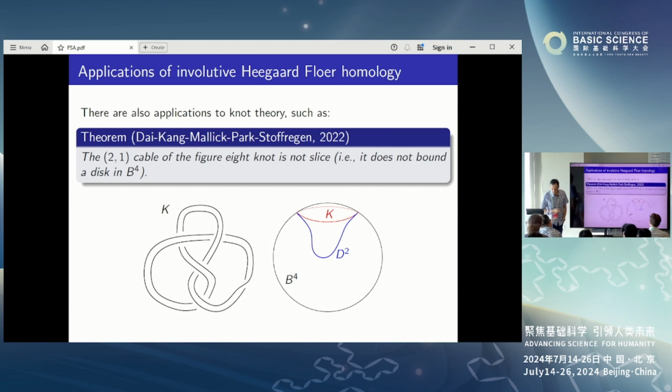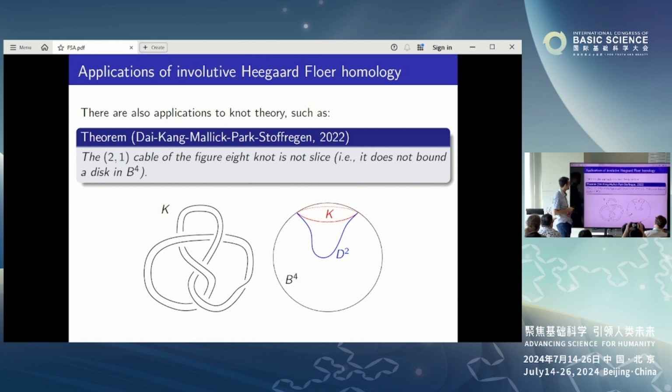Okay, next, what do we have? Here's an application to knot theory. Here is a knot. This is called the (2,1) cable of the figure-eight knot. An important question in knot theory is which knots bound disks in four dimensions. Smoothly slice, yes. I think topologically slice is still not known.